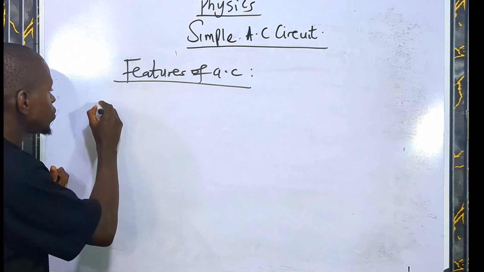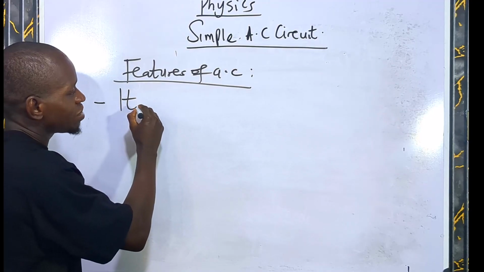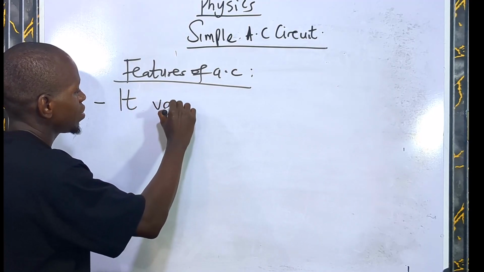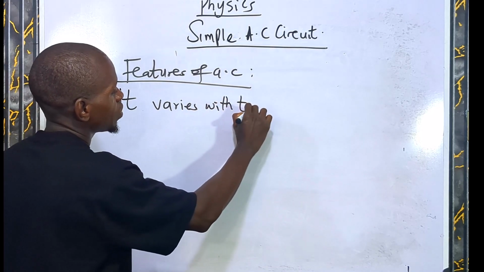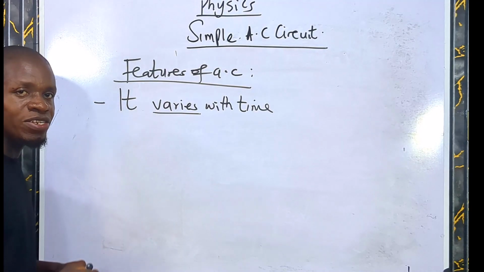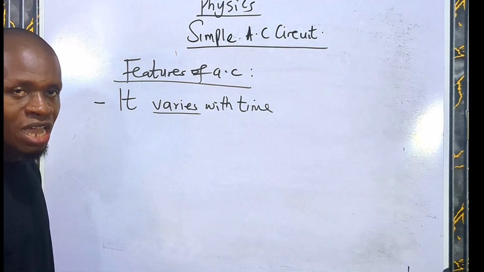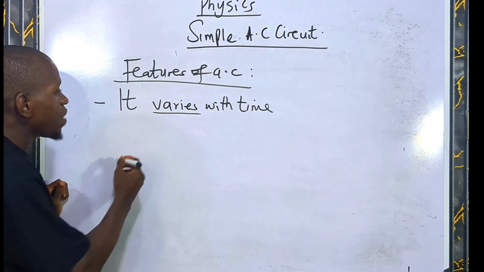Number one, it changes with time. It is a current that varies with time. Please, when I say it varies with time, it is the same thing as saying it changes with time or changes occasionally. It's still the same thing. So it varies with time.